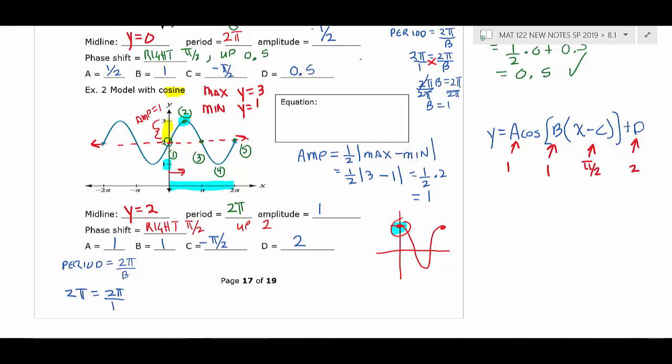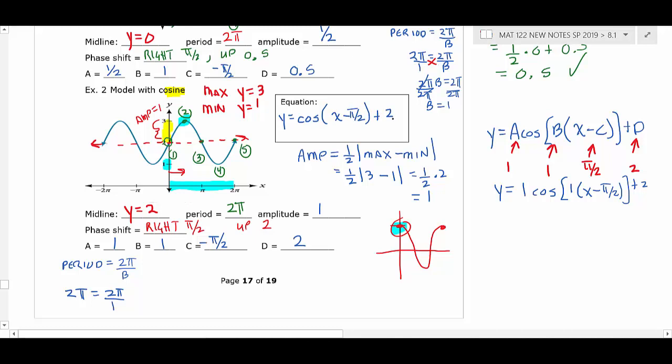Okay, so the final answer on this would be, you could just write this as y equals, and I'm going to write it like this. You don't have to put the 1s there, but it would technically be 1 cosine 1 times x minus pi over 2 plus 2. So you can write this just as cosine of x minus pi over 2 plus 2. So if you look at this point right here that I'm highlighting, that point just went over pi over 2, then it went up 2. All right, and that's it.